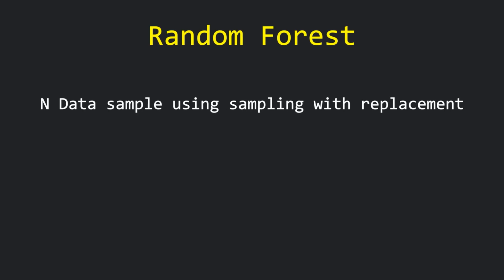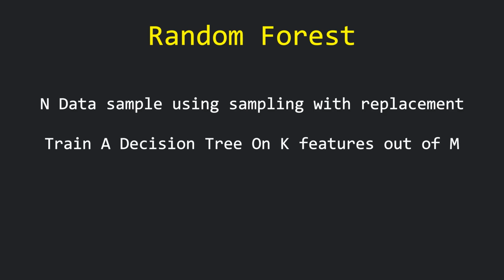So, in the random forest algorithm, what we actually do is take n samples out of n datasets using sampling with replacement and then train a decision tree on each of these samples. But there is another twist. Instead of using all the features, we only pick k features out of m at each split, where k is smaller than m. This is done to introduce even more randomness, which prevents the trees from becoming too similar. A common rule of thumb is to set k equal to the square root of m.